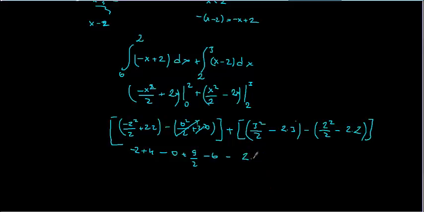Here 2. Then here we have plus 4, and the answer is going to be equal to, here minus 2 and minus 2, that makes 4, and 4 minus 6 is equal to minus 2, so 9 over 2 minus 2 is going to be the answer. And the last part, here 2 times 2 is 4, so 5 over 2 is the answer.